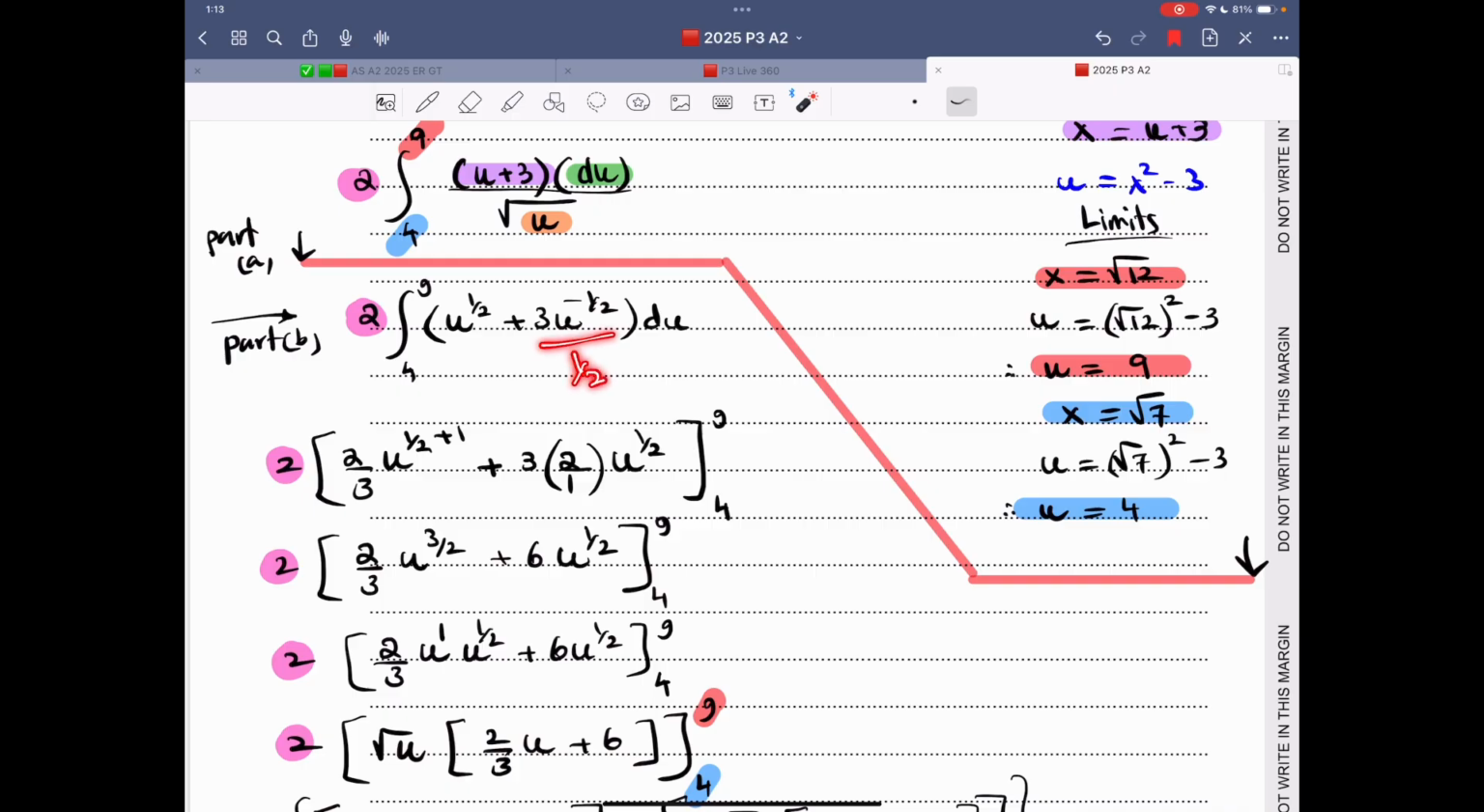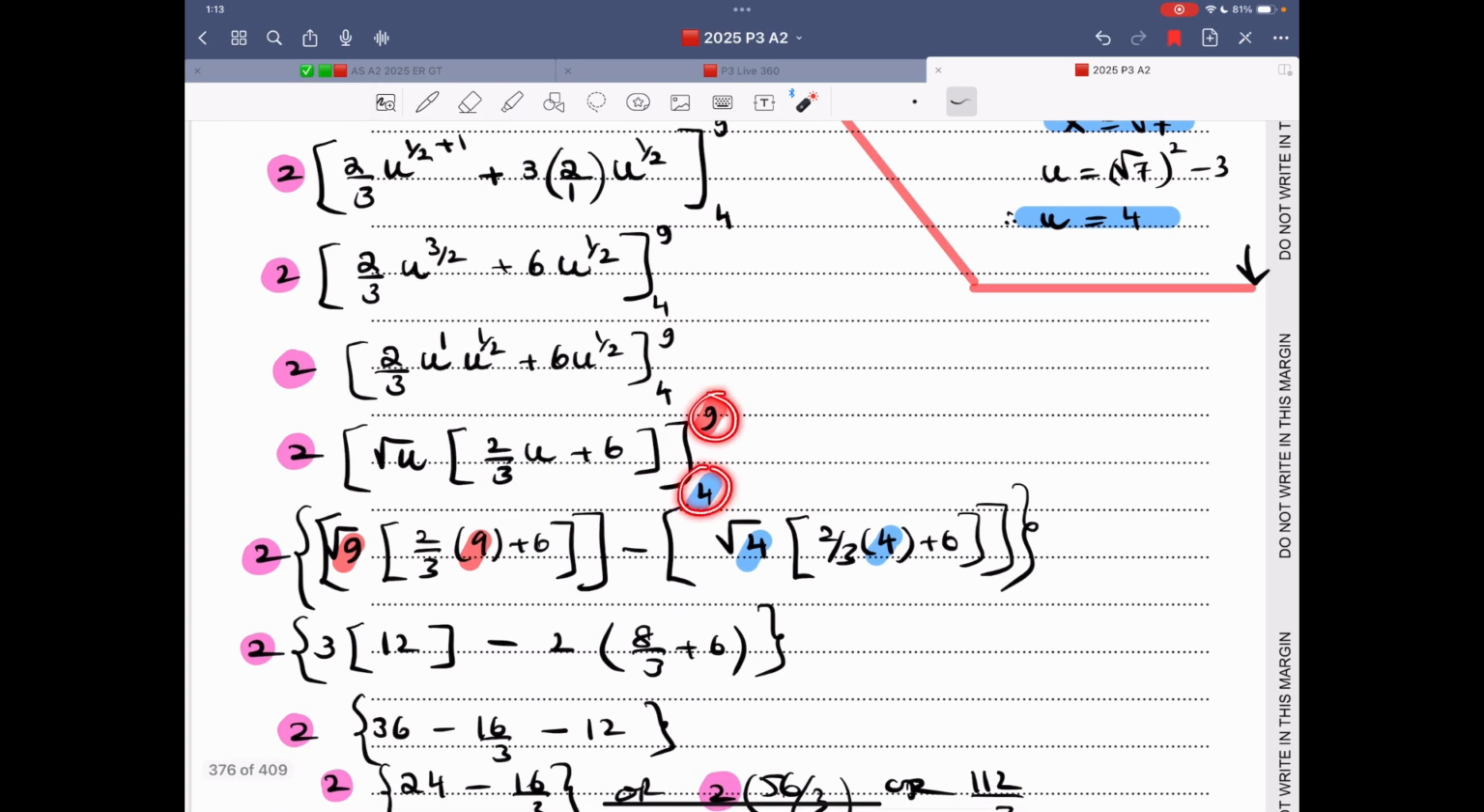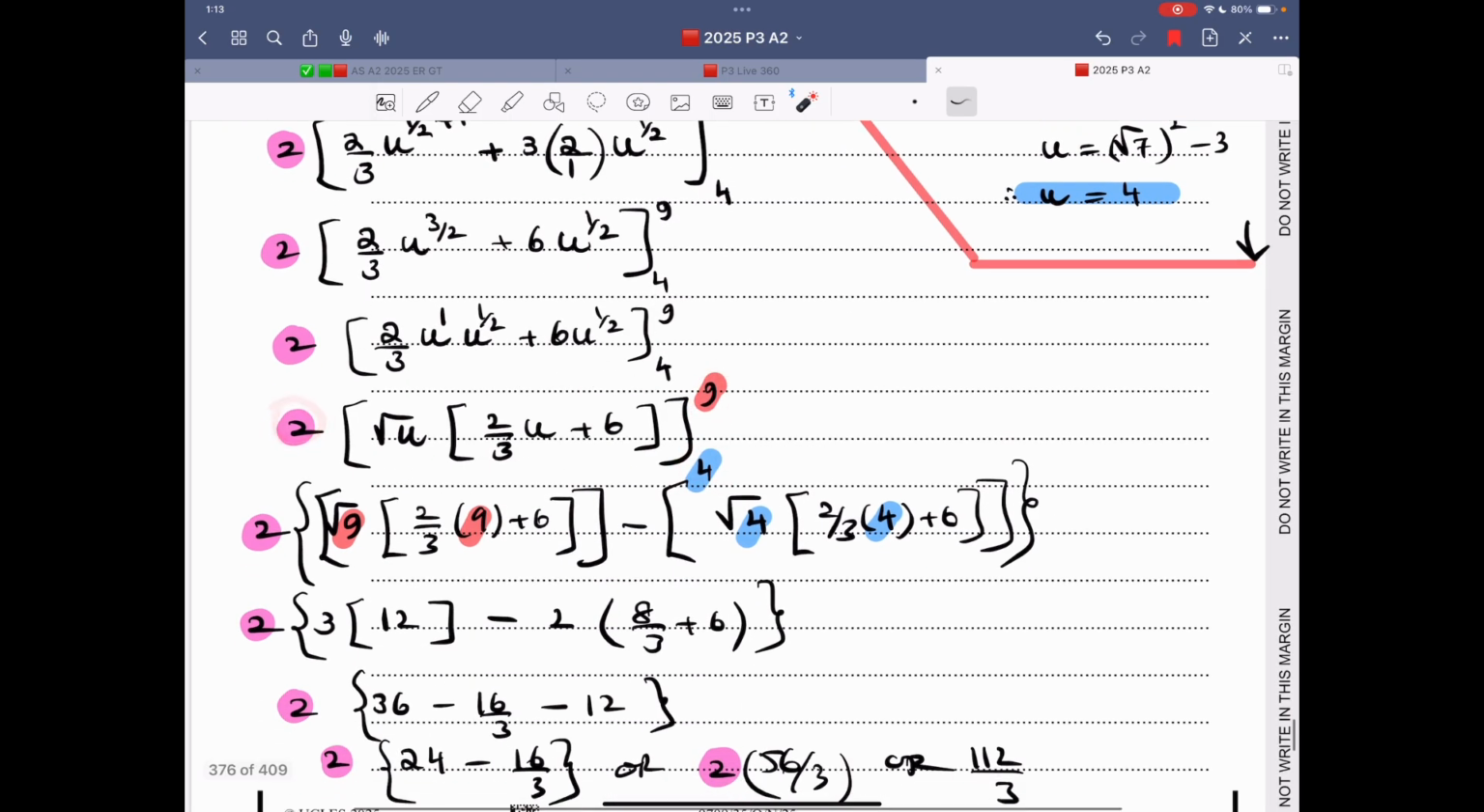Division by half, the new power is multiplication by 2. And then you simplify. I have written this thing as u root u. This is root u, I've taken this as common. Now keep in mind the limits apply to everything. 2 is still on the outside.